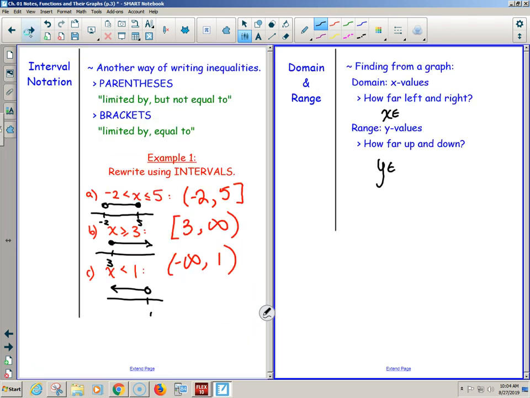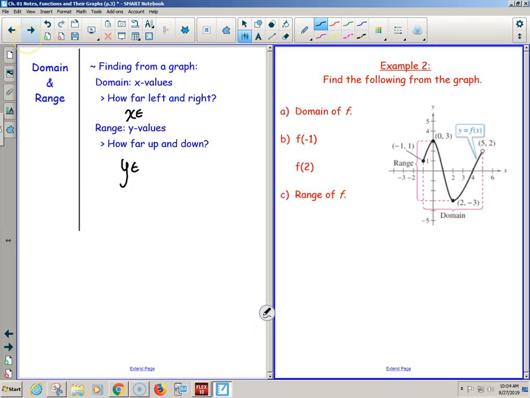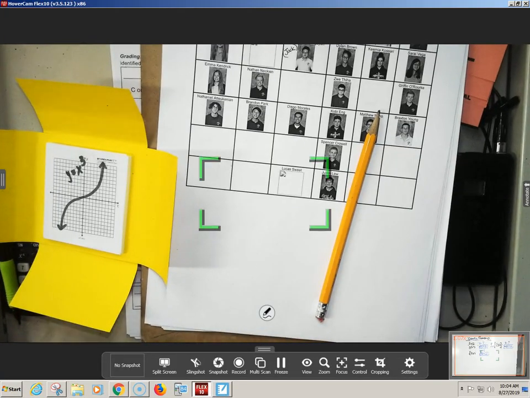Ready? Domain and range. That didn't work very well. Go forward. There we go. Domain and range. You guys remember this from the other day with my little nifty illustration, yeah? That I made real fast? Okay, it's your faces. Don't worry.